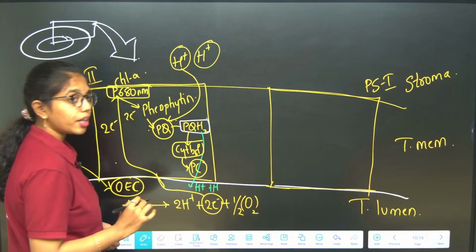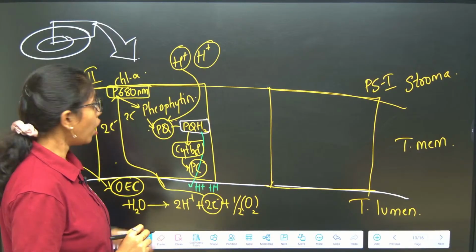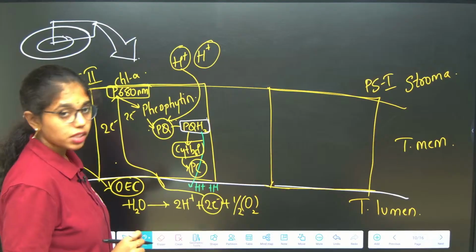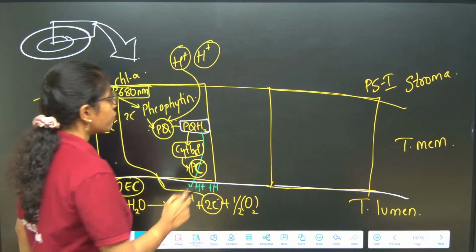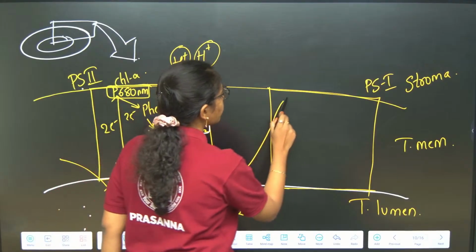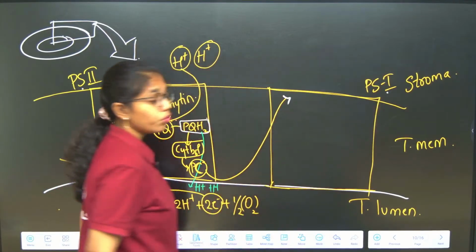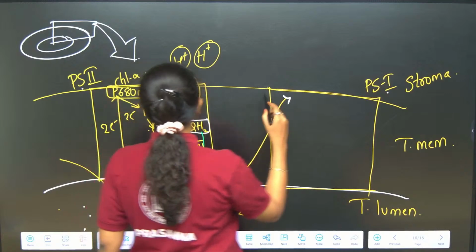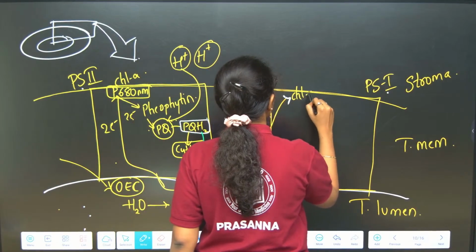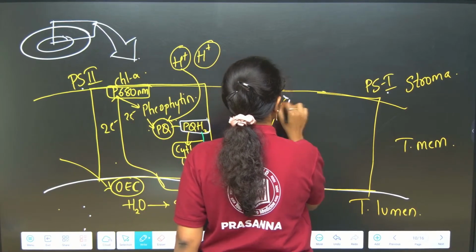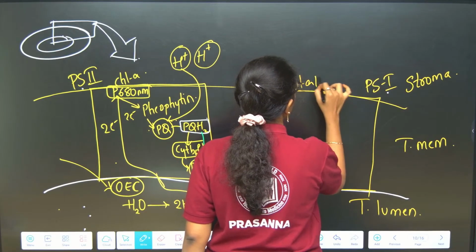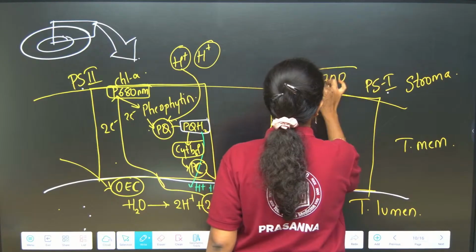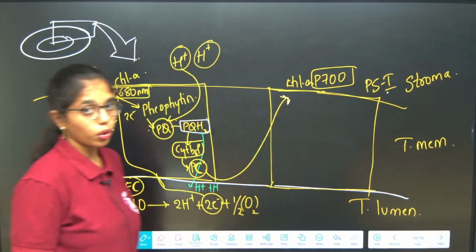What is the ultimate electron acceptor of photosystem 2? If that is the question, the ultimate electron acceptor is what? Plastocyanin. From this, 2 electrons are being given to what? Photosystem 1. And here maximum absorption level of chlorophyll A is what? P700. This is the maximum absorption range of chlorophyll A.